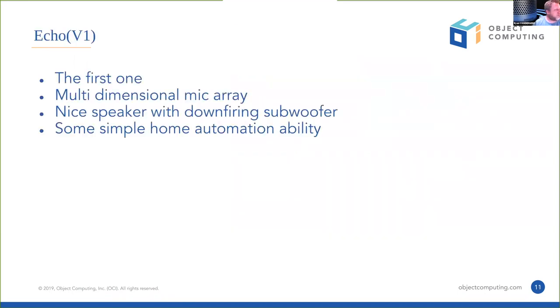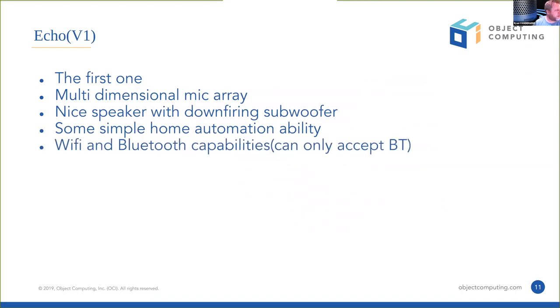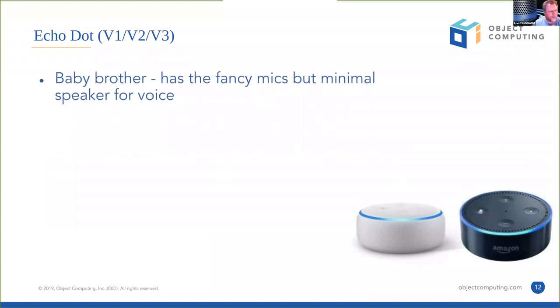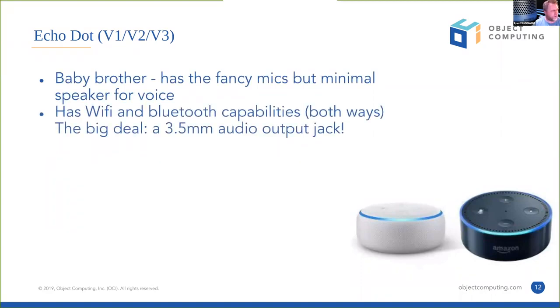All right, so the original version 1 of the Echo, we'll go over that a little bit here. It's a nice speaker. It's got Wi-Fi, Bluetooth, all these simple capabilities. It doesn't have any kind of auxiliary output. It was something they really kind of missed. They've added it in a later version. So when they created the Echo Dot, really the purpose of this thing was to add a 3.5 millimeter audio out, so you could hook it up to your stereo or something.